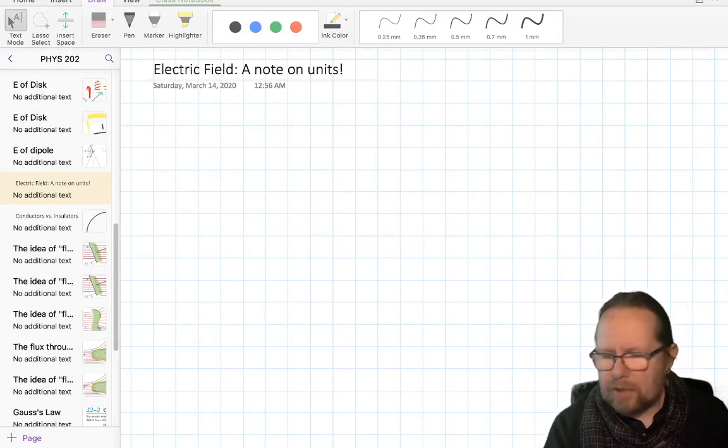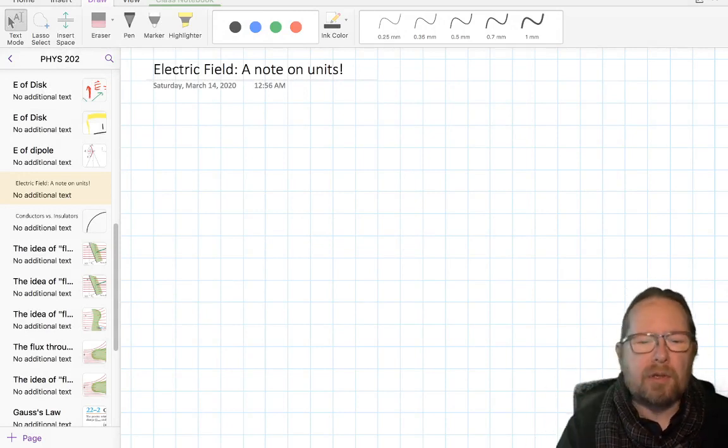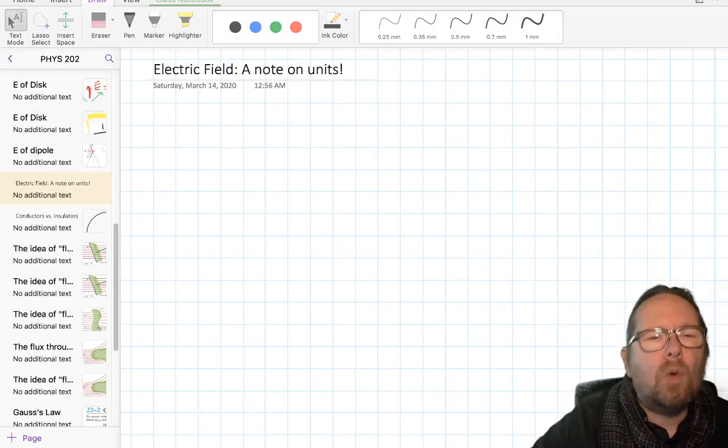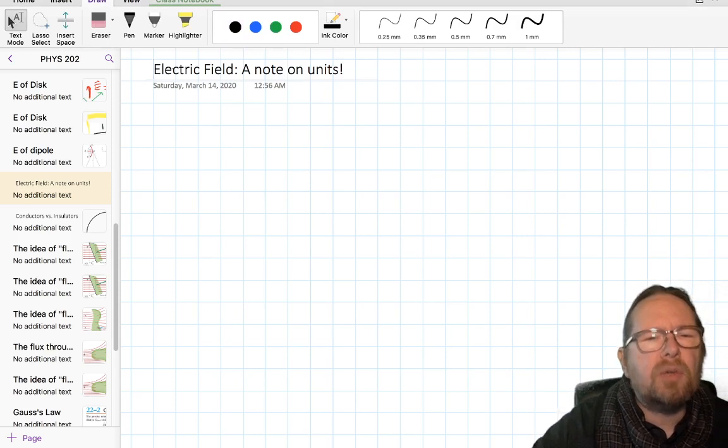Okay, before we start today talking about Gauss's law, there are a couple things that I want to go over from chapter 21 and the beginning of chapter 22 that are going to be important as we go forward. One is just, we never really talked about the units of electric field as a physical quantity.